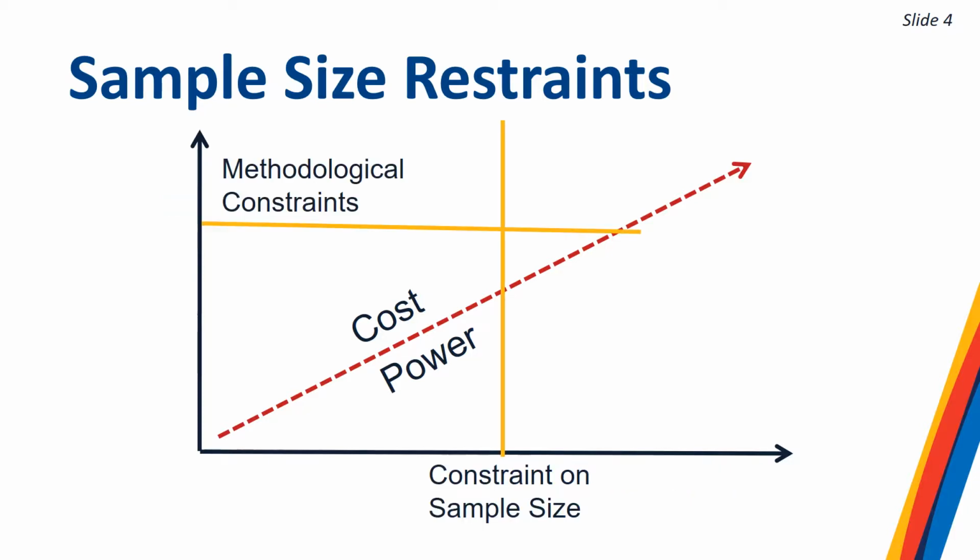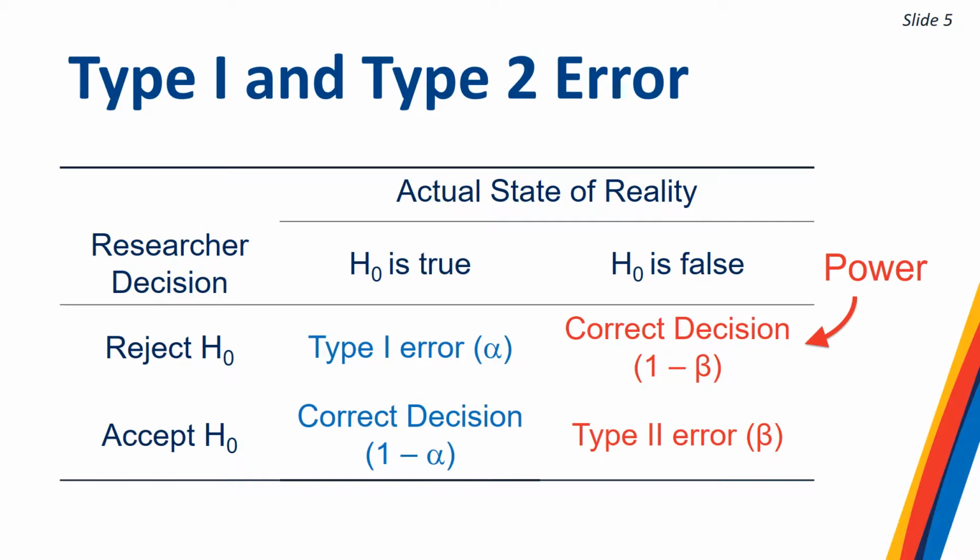On slide 4, you can see that in the real world, you often have methodological restraints. You're not able to follow people indefinitely, and you can't follow an infinite number of participants. This ultimately limits your power. Now on slide 5, when we consider what it means to limit power, we should recall the two basic types of error that can occur when conducting a hypothesis test.